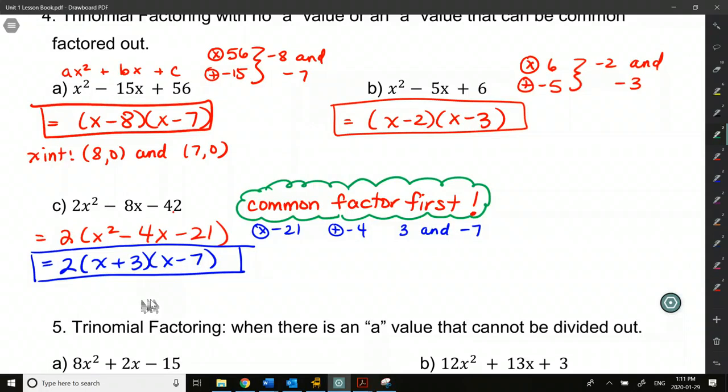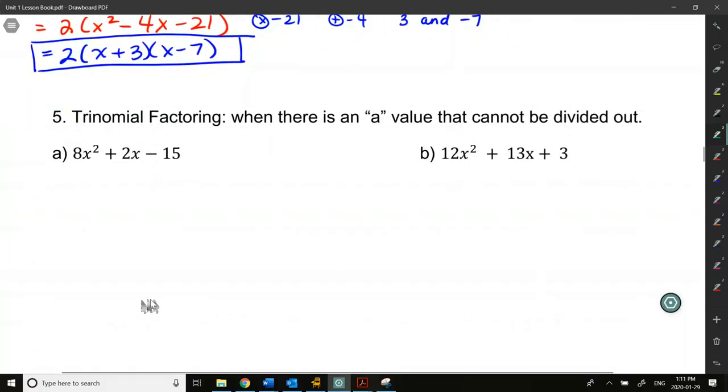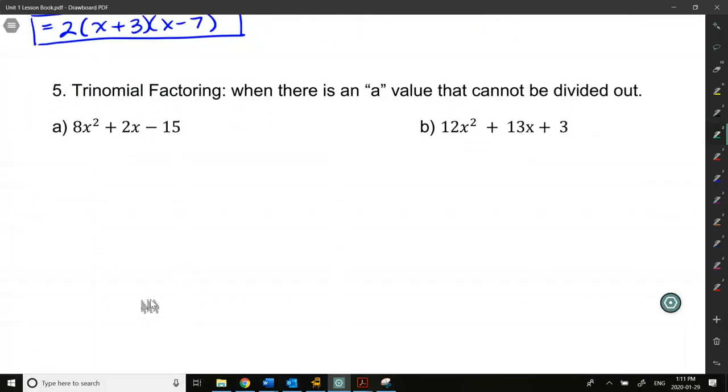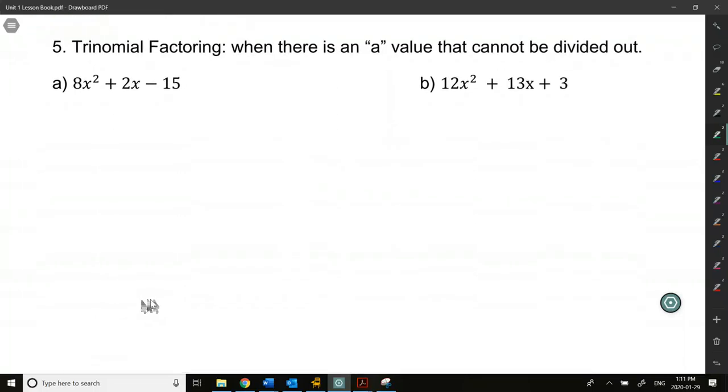Any questions on those 3 that we just did there? Okay. When your a value can't be common factored out, still check for a common factor. If you find that you can't common factor anything, we need to do a bit of a longer process.